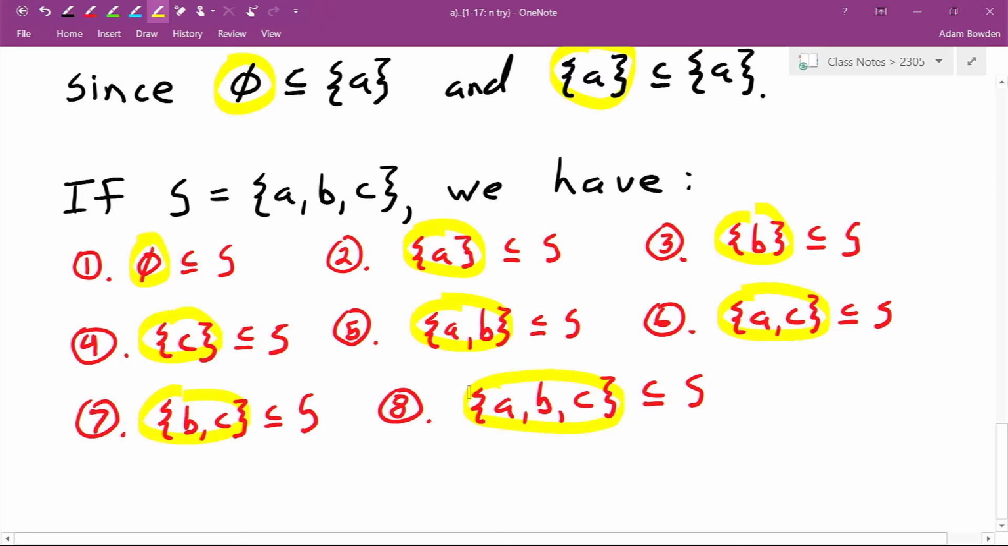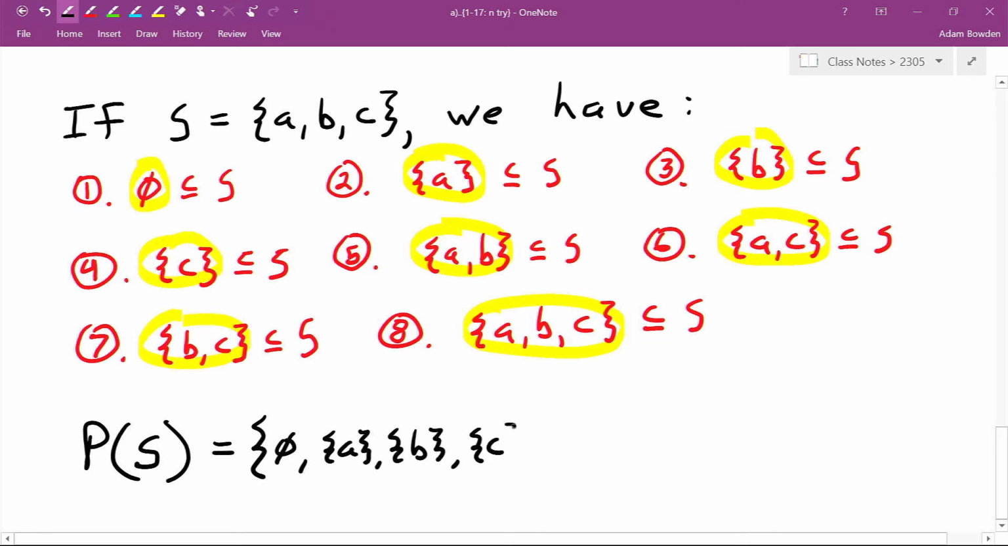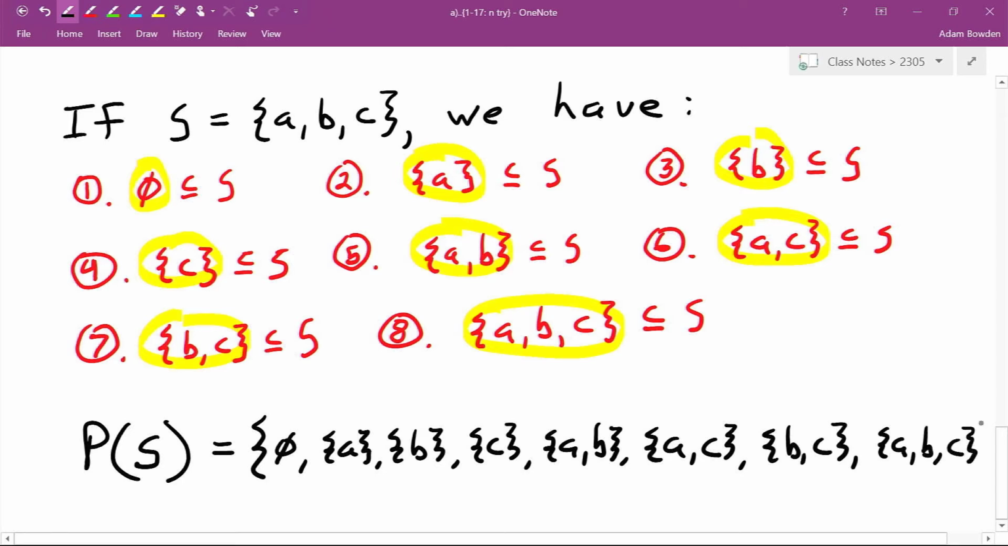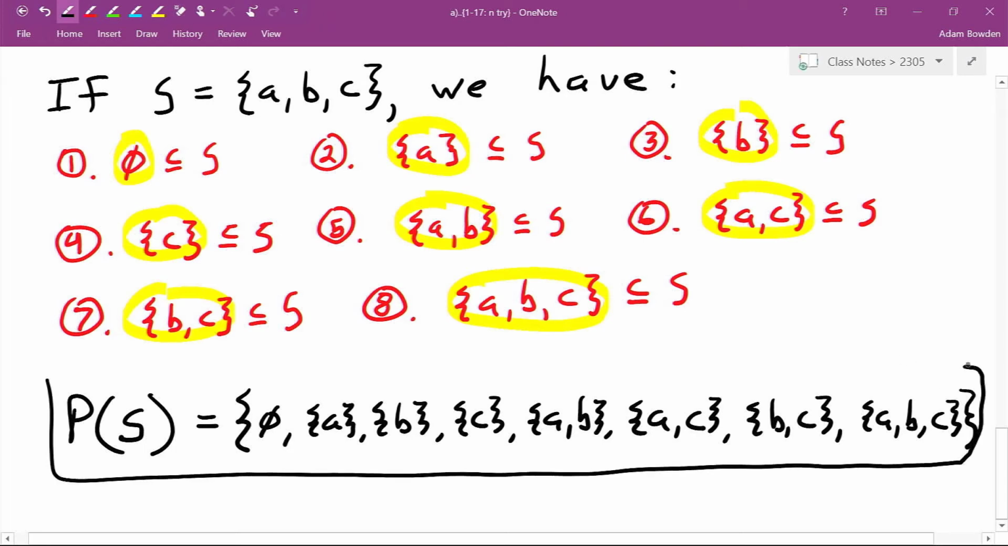So what that means is the power set of S is equal to the set containing the empty set, the set containing A, the set containing B, the set containing C, the set containing A and B, the set containing A and C, the set containing B and C, and finally the set containing A, B, and C. So I've gone through and listed out each individual subset as a set inside of the larger collection called the power set of all subsets.